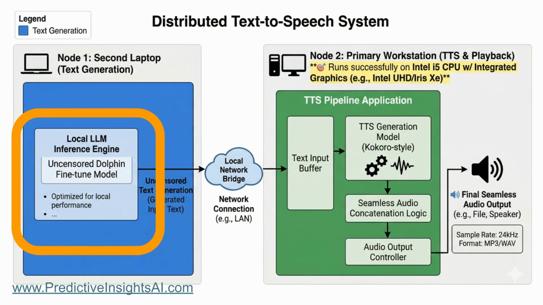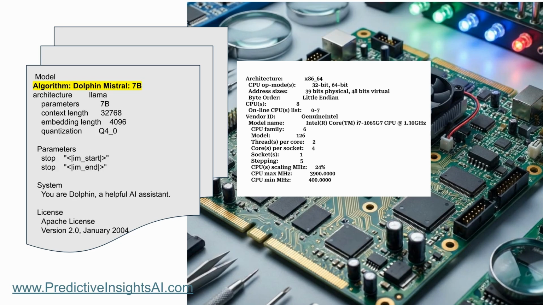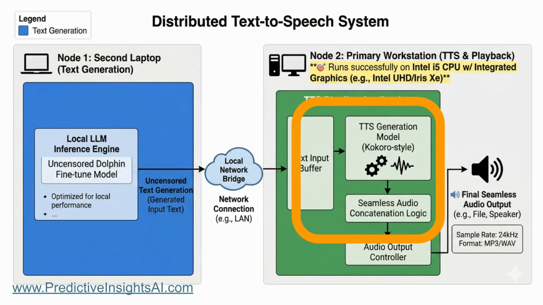Node 1 is responsible for text generation, hosting the local LLM inference engine with the uncensored Dolphin fine-tune model. It is optimized for local performance. This is the technical information for the Dell laptop running Kali Linux, including the Intel i7 processor specs. The large language model used is the Dolphin Mistral 7B algorithm with Llama architecture and Q4_0 quantization, operating under the Apache license. Node 2, the primary workstation, successfully runs the TTS and playback. This node uses integrated graphics, proving the efficiency of our light hardware approach.